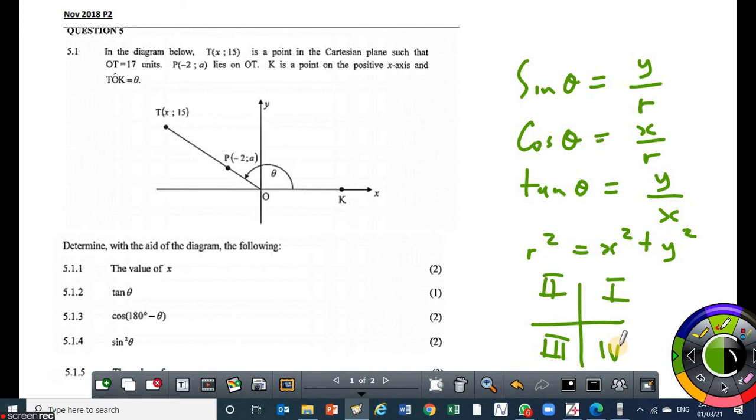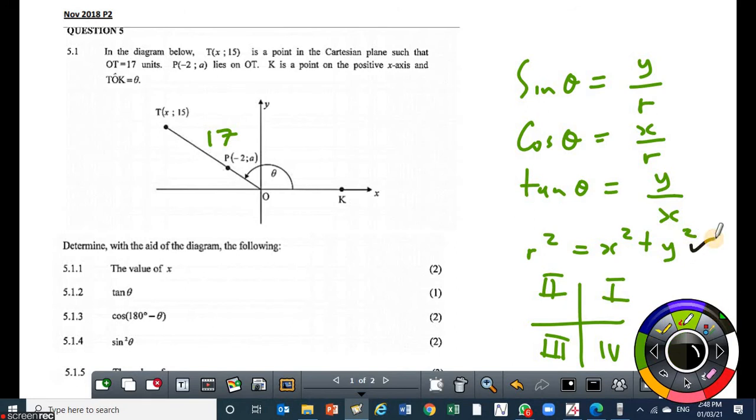Here, we don't have the terminal ray. Okay, in actual fact, we are given OT is equal to 17 units. So I can put 17 here. Okay, OT is equal to 17 units. So your r is equal to what? 17 units. And then we don't know x, that's the one we want to calculate. We are given y as 15. So we can use this equation to find what? x.